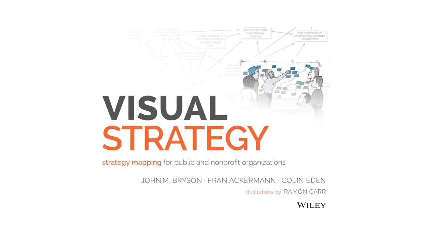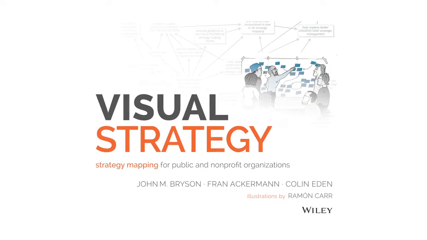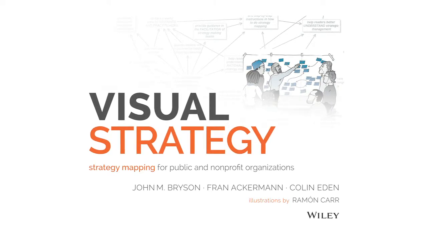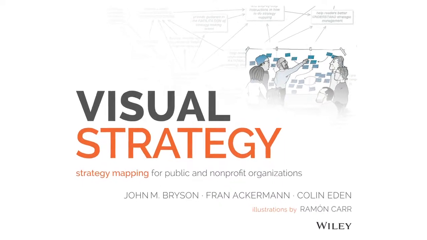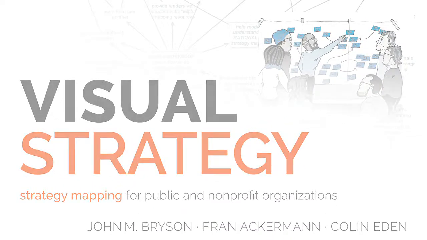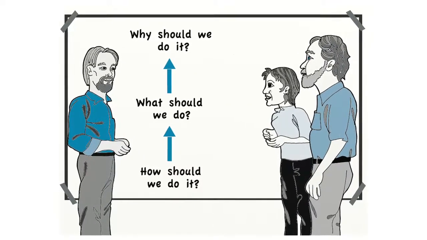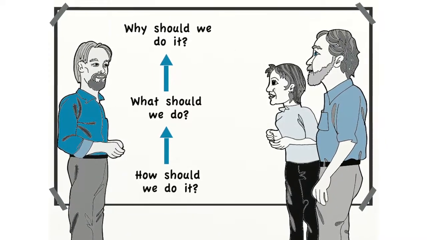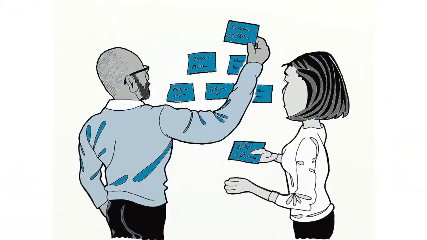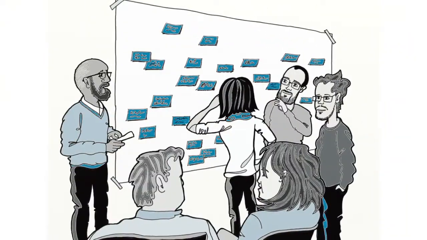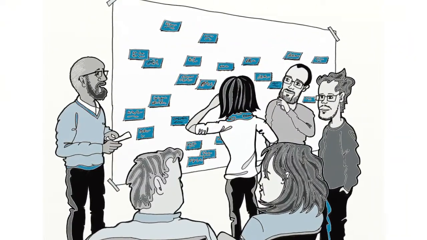In this instructional video, we introduce visual strategy mapping, based on the book Visual Strategy by John Bryson, Fran Ackermann, and Colin Eden. Visual strategy mapping is a causal mapping process. A causal map links statements with arrows indicating how one statement leads to another. By using a few simple but important rules for formulating statements and creating links, causal maps may help to reveal relevant goals, strategies, and actions, and the links between them, showing what leads to or causes what.